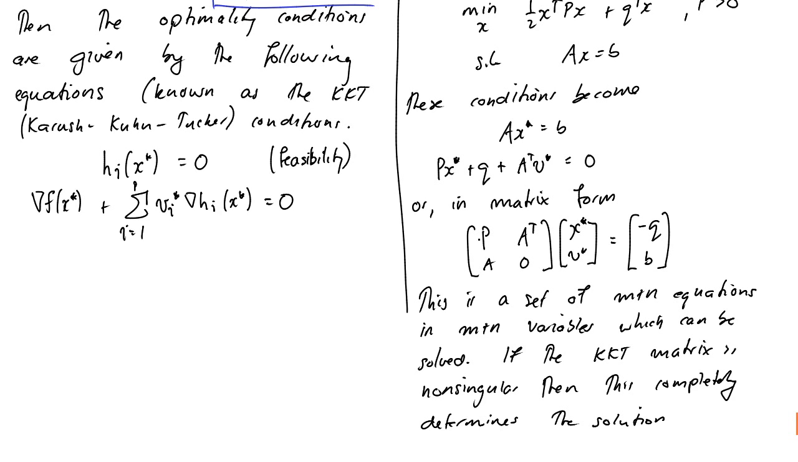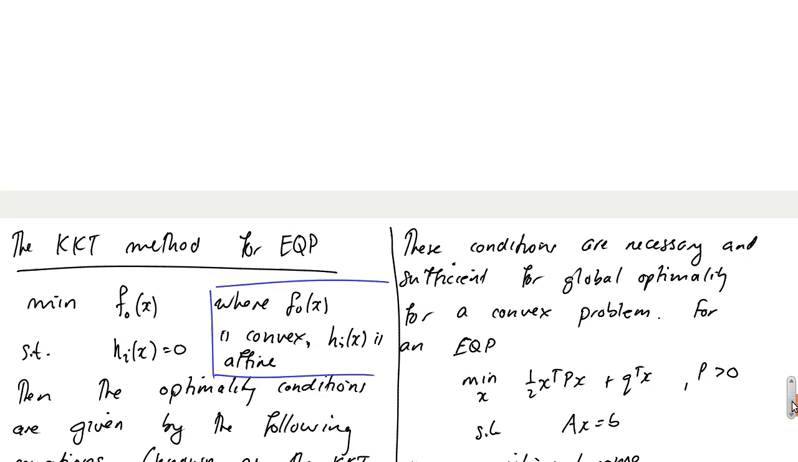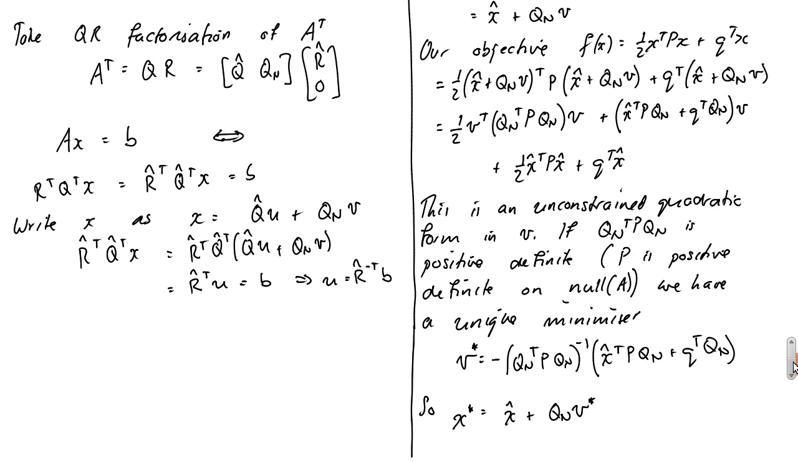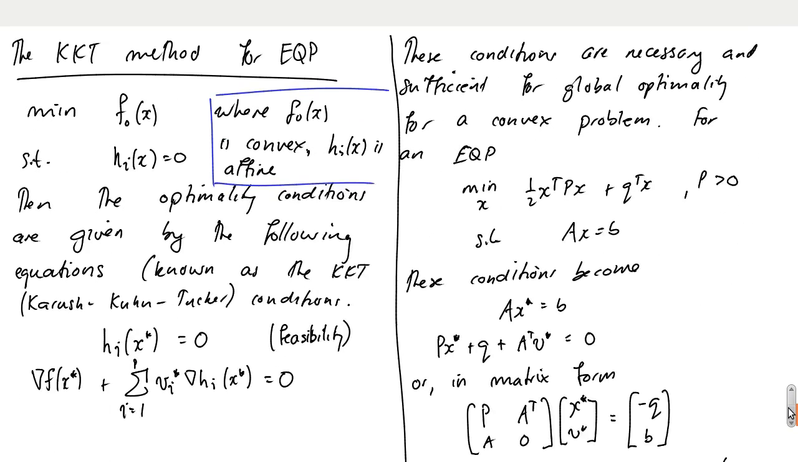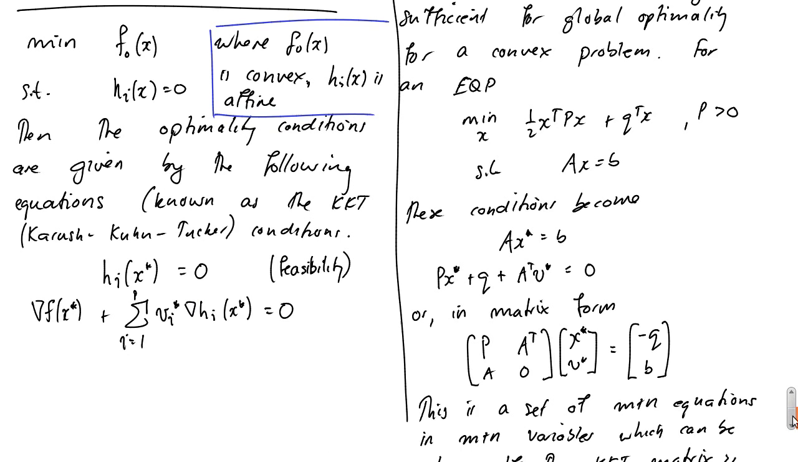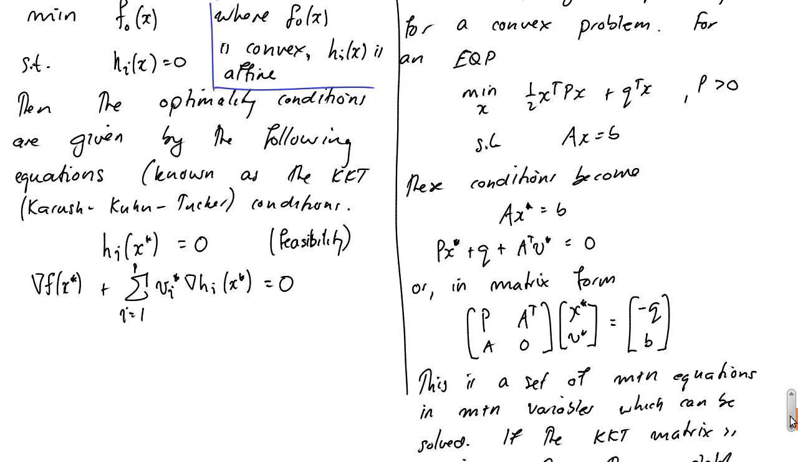We've required p to be positive definite here. We haven't done the same thing for the QR method. The QR method takes into account that p does not have to be positive definite on the null space, kind of better than it does for the equality constrained method, the KKT method we've presented here. Okay, so let's do a quick example.